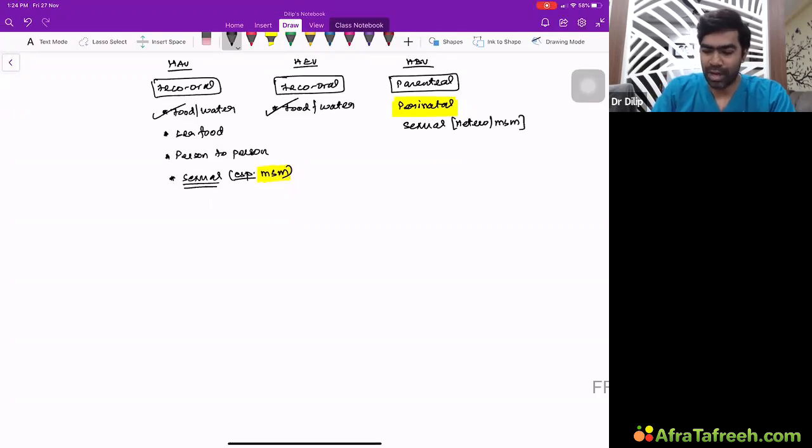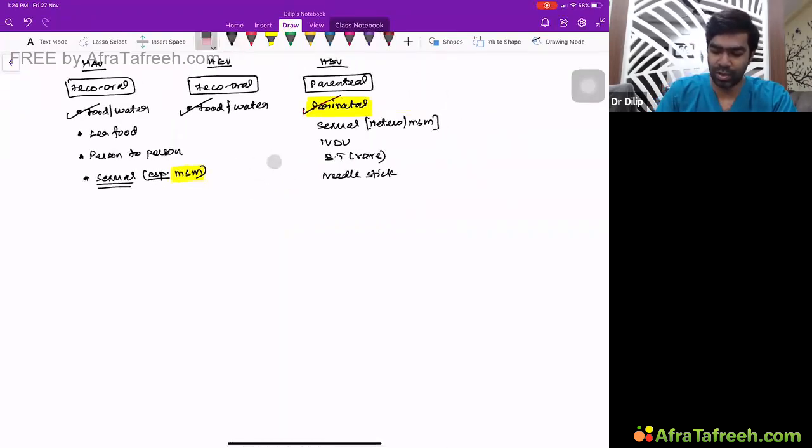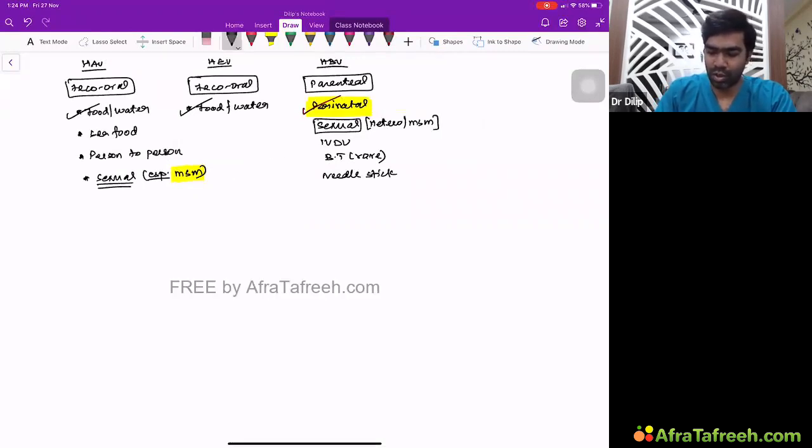Other parenteral routes of transmission, for example, could be IV drug use. It could be due to blood transfusion. Currently, this is very rare because of the rigorous screening of all the blood products we do right now. And it can happen with needle stick injuries, which is very common in Western countries, but in India it's not at all common. So the most common in India is always perinatal transmission. That's going to be the most common, so the parenteral route here is the most important. Then the sexual route, not so common. Then we have multiple other routes like IV drug abuse, blood transfusion, needle stick. All these things are there.